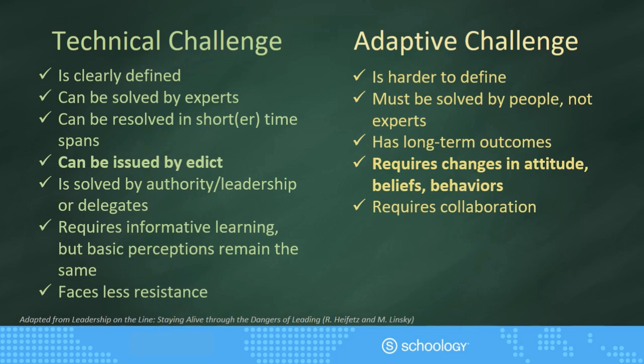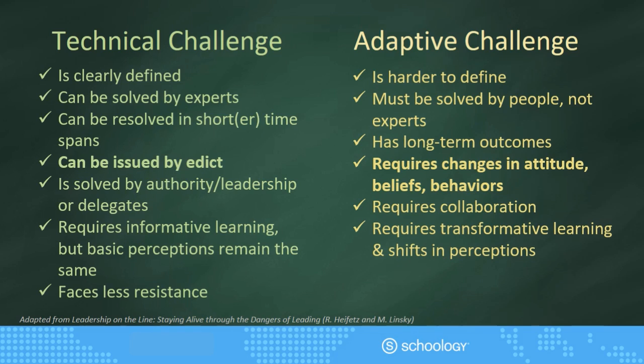It typically requires collaboration with those stakeholders, and if you're dealing with something that has both a technical aspect and an adaptive aspect, it's collaboration between your leadership and your stakeholders, because they all have to be involved in making that change happen or making things work. The learning required tends to be transformative. Because that results in shifts in perceptions, you have to transform the way you think about things, the way you perceive things. But because of that, you tend to face more resistance.